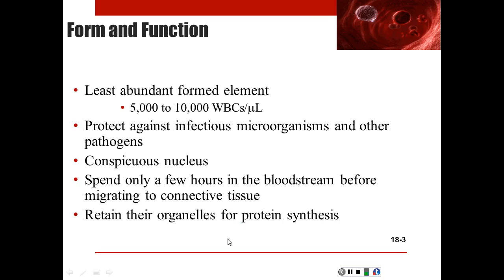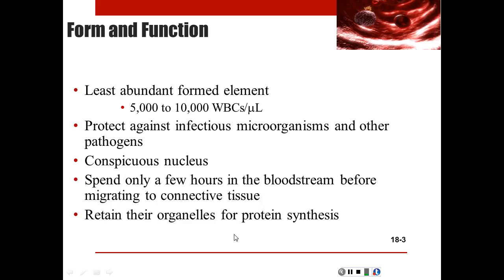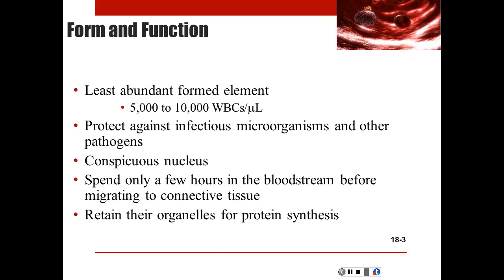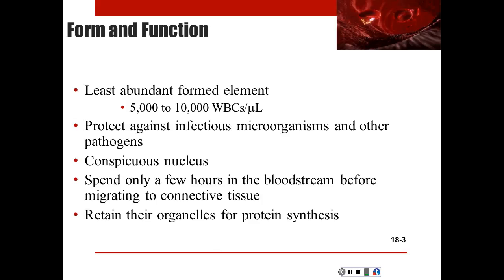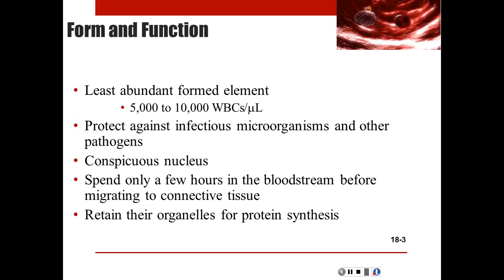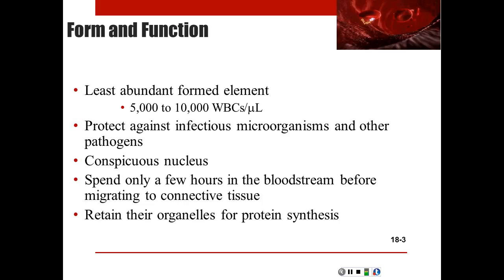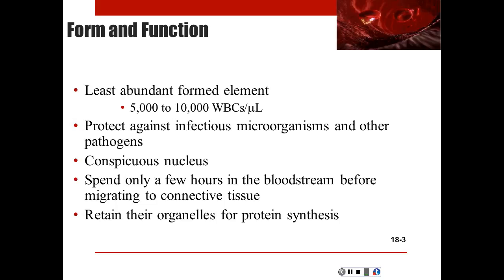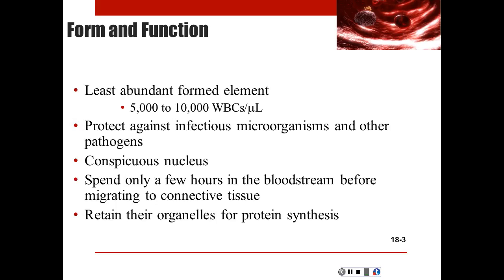Now, leukocytes, or white blood cells, are the least abundant form of elements, but are typical in protection against infectious microorganisms and other pathogens. They are easily recognized because, when stained, they have conspicuous light violet to dark purple nuclei. They spend only a few hours in the bloodstream, then they migrate through the capillary walls to the extravascular connective tissues. Leukocytes retain their organelles through life and show a complex internal structure.